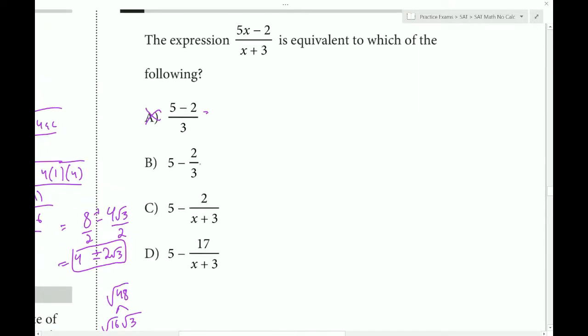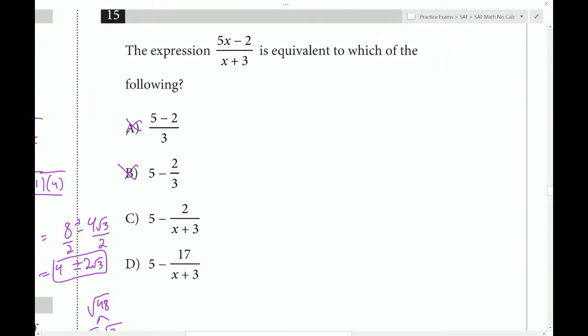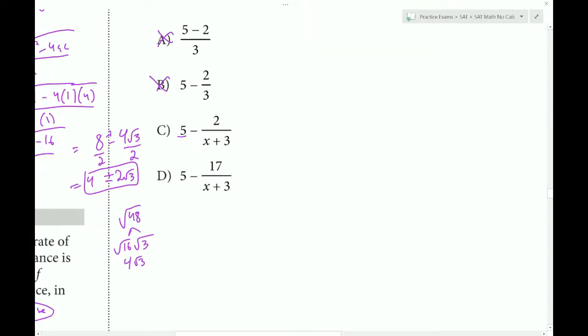Same thing goes for choice B. There's no x involved. This is something that you might get if you sort of cancel these out or something. Well, actually that would be choice A, but again, there's no reason to think that the x is going to disappear somehow. So these are sort of more promising. So the best way to combine these is to get a common denominator.